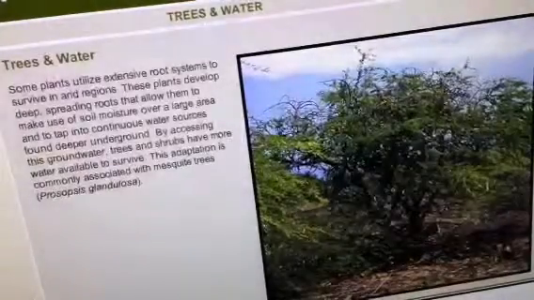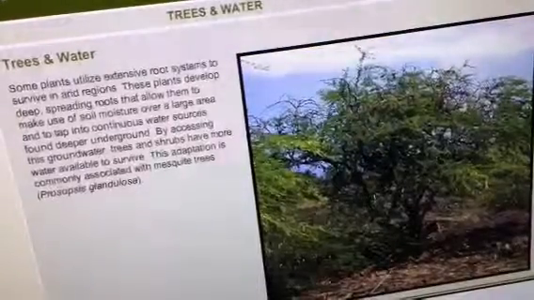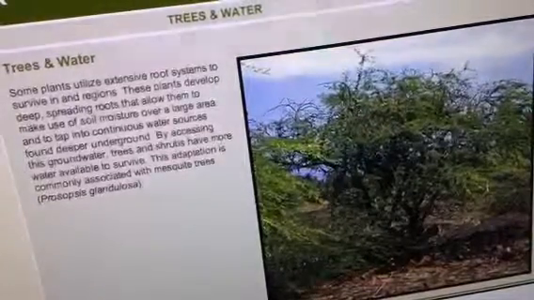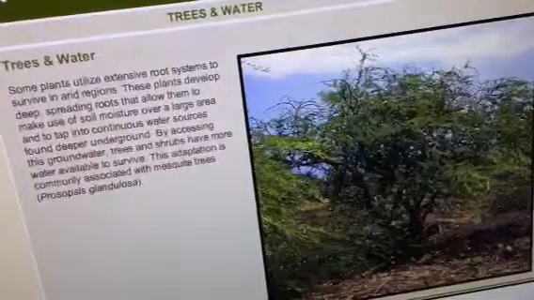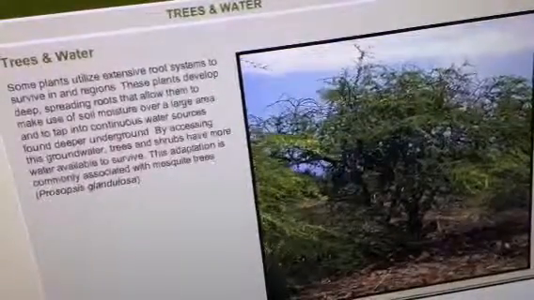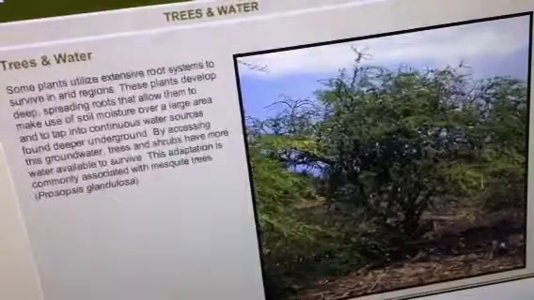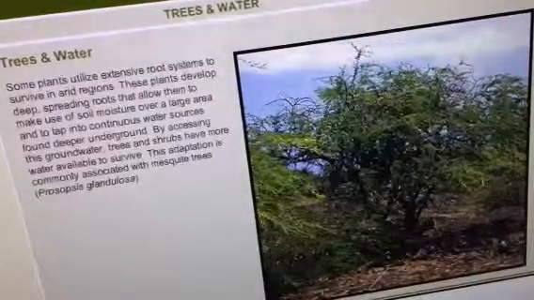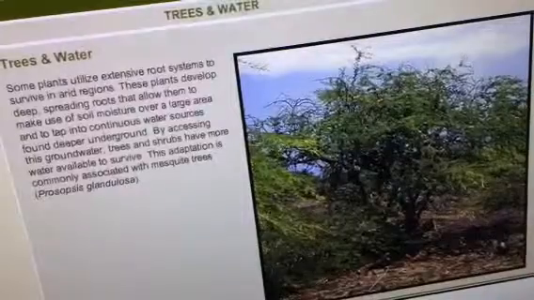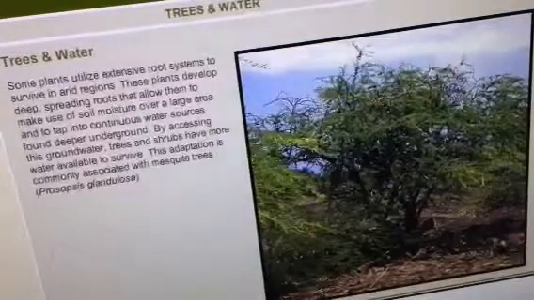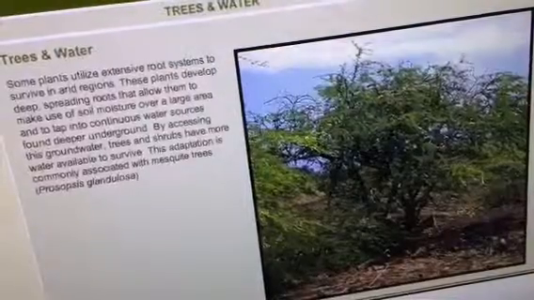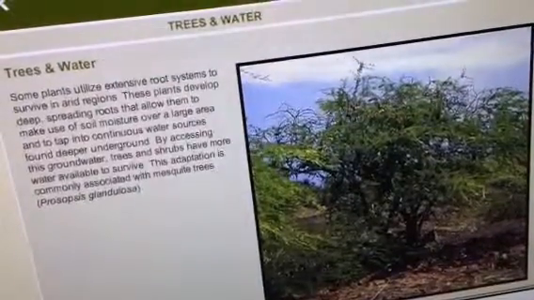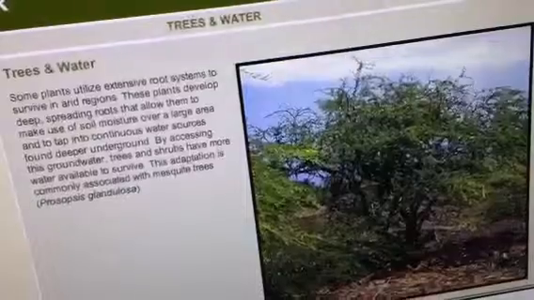Some plants utilize extensive root systems to survive in arid regions. These plants develop deep, spreading roots that allow them to make use of soil moisture over a large area and to tap into continuous water sources found deeper underground. By accessing this groundwater, trees and shrubs have more water available to survive.